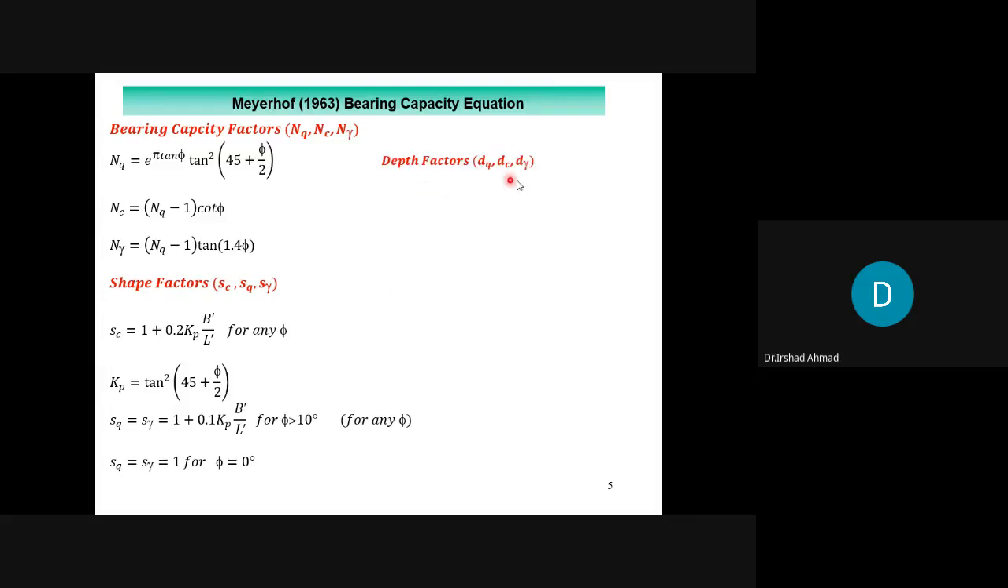These are depth factors. DC, you can find. This D is the depth of foundation, right? This is B prime, effective width, and this equation is for phi greater than 10 degrees, and when phi is equal to 0, you have 1. For any phi, this is not, this is by mistake. Okay, we would remove this. So take a screenshot or write it down with you so that we move on to inclination factors.